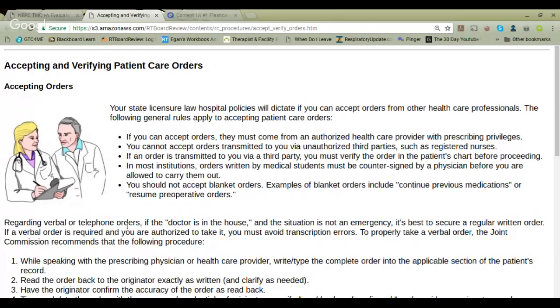Regarding verbal or telephone orders, if the doctor is in the house and the situation is not an emergency, it's best to secure a regular written order. If a verbal order is required and you are authorized to take it, you must avoid transcription errors. To properly take a verbal order, the Joint Commission recommends that the following procedures be followed.